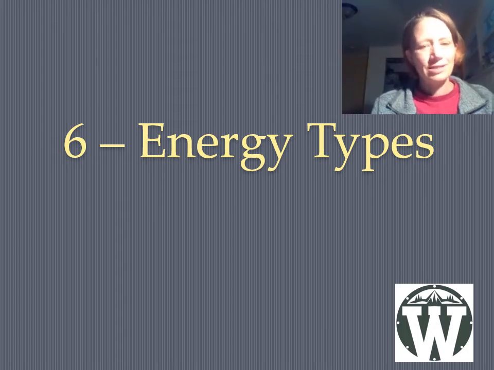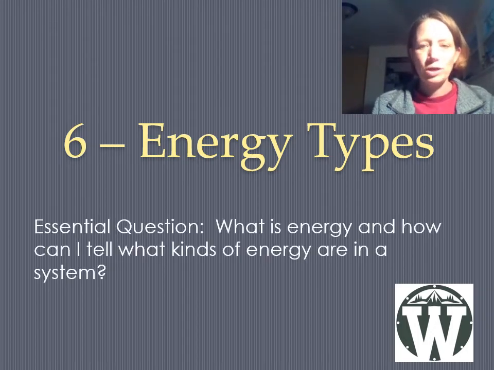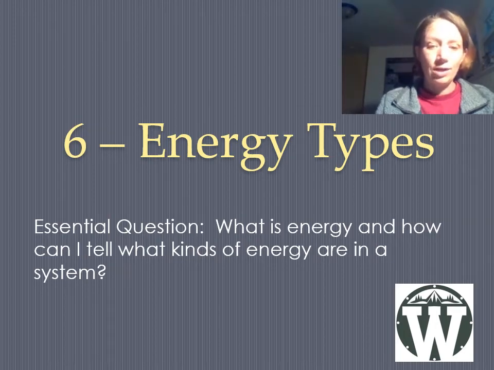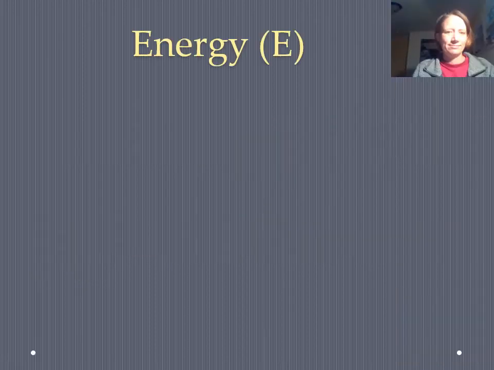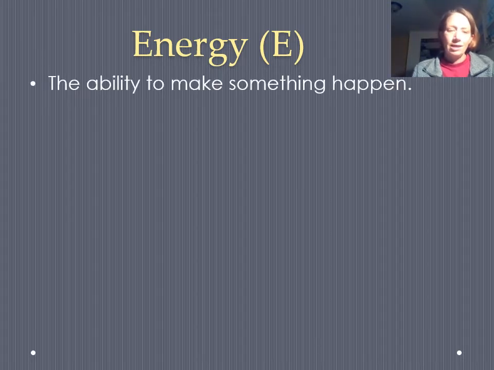Hello, video 6 is called Energy Types, and the essential question is, what is energy, and how can I tell what energy types are inside of a system? So as we mentioned earlier, energy is a new variable. We use the letter E to represent energy. And the definition of energy is one of these weird, kind of fluffy things. It's the ability to make something happen.